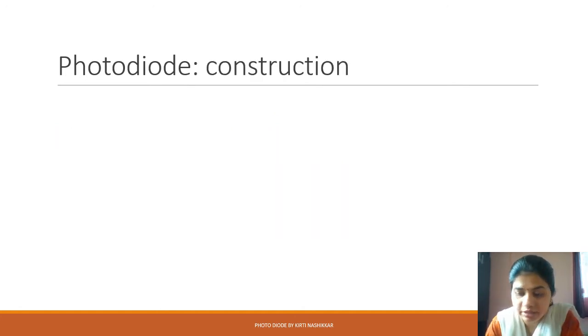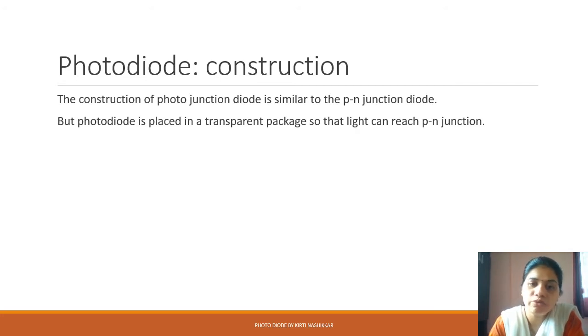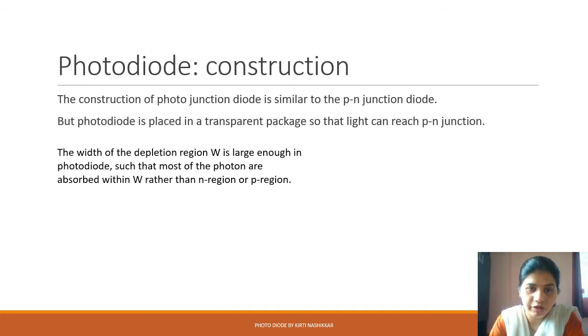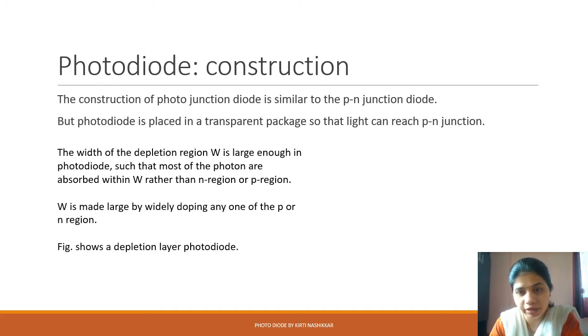So let us see the construction. The construction of a photodiode is very similar to the PN junction, but the photodiode is placed in a transparent package as we are shining light on it. So for the absorption of light it must be kept in a transparent package. The width of the depletion region W is large enough in a photodiode such that most of the photons are absorbed within W rather than the N or P region. W is made large by lightly doping one of the P or N regions.